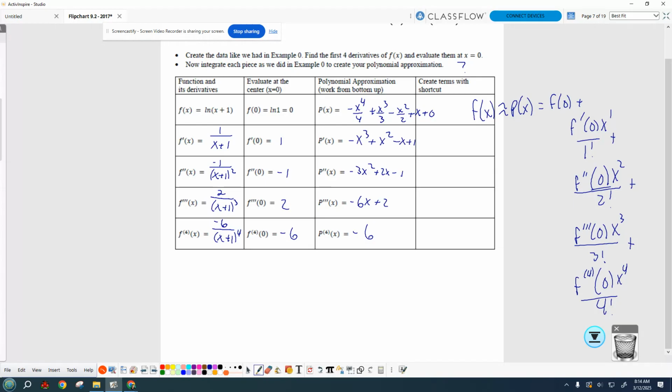Derivatives: multiply by the power, lower the power, chain rule ended up still being 1. So I did those 4 derivatives, plugging in 0 into each derivative, I got 1, -1, 2, and -6, and then integrating up, I get this thing.